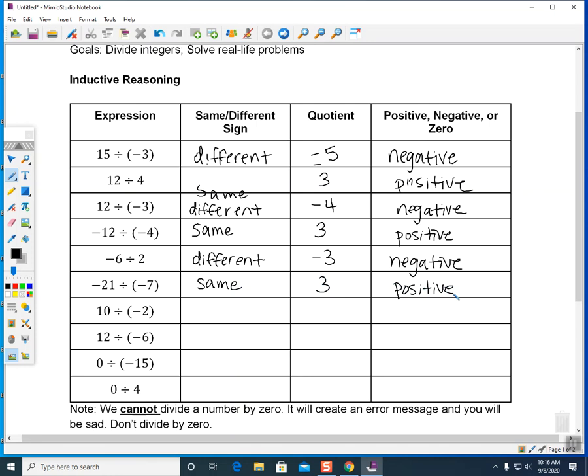10 divided by negative 2, I've got different signs here. 10 divided by negative 2 is going to give me a negative 5. My answer is negative. 12 divided by negative 6, different signs. It's going to give me a negative 2. My answer is negative.